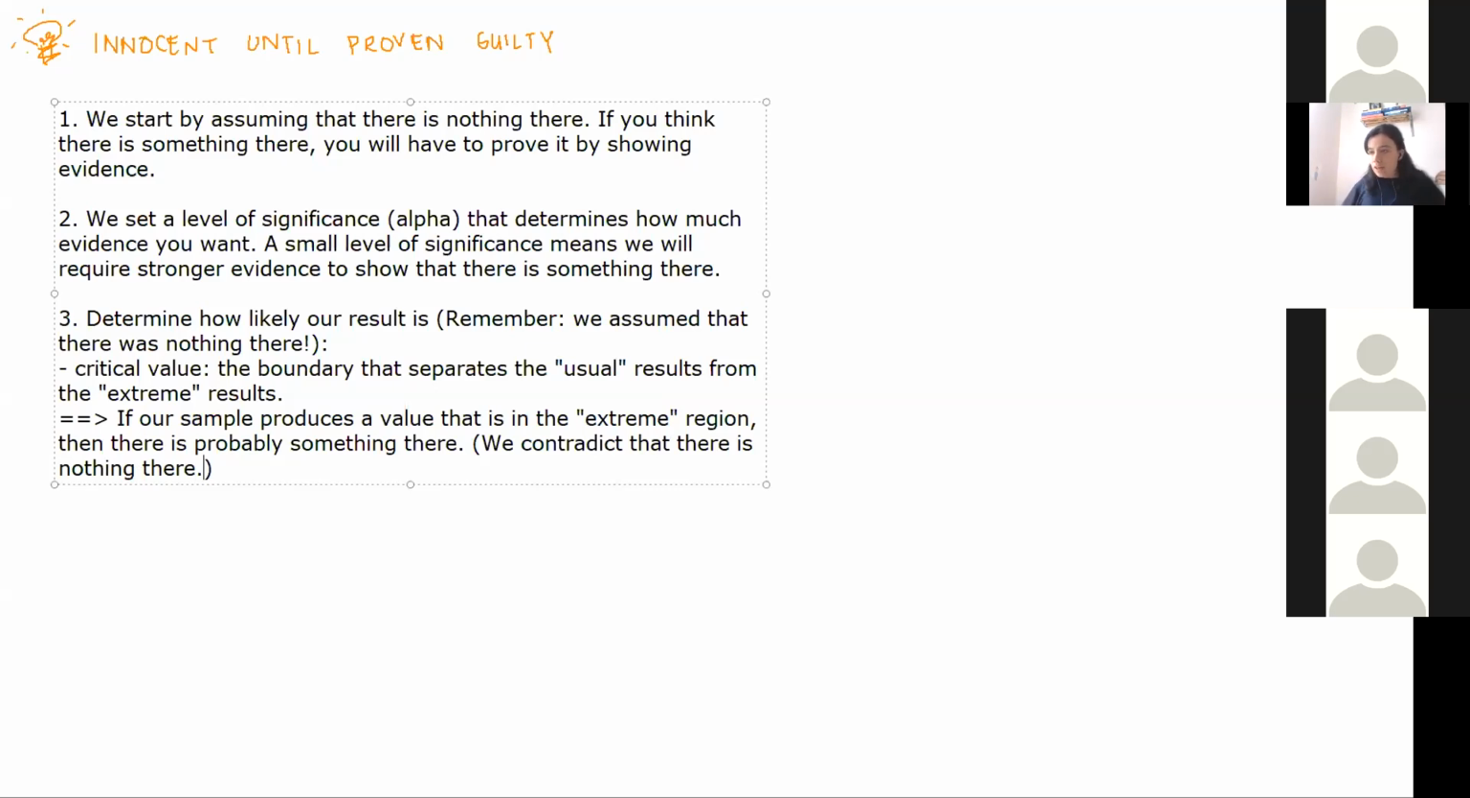Okay, so in our case, for the first section, what we need to do is to determine what nothing there and something there means. Okay, so in this case, we call those hypotheses. So we're going to talk about H0, which is called the null hypothesis, which is the idea that there's nothing there.